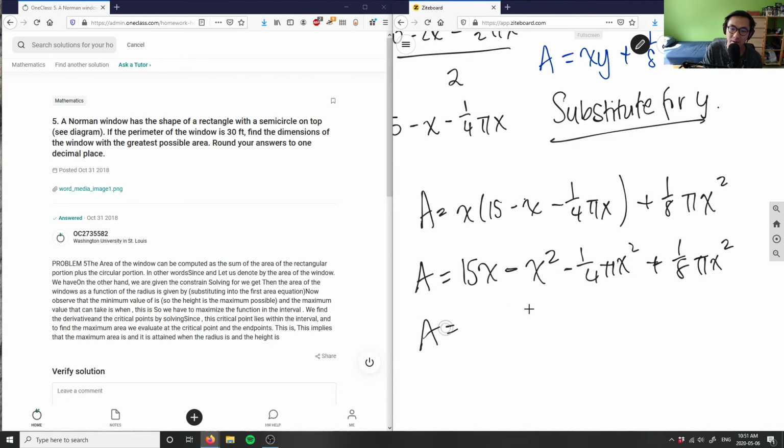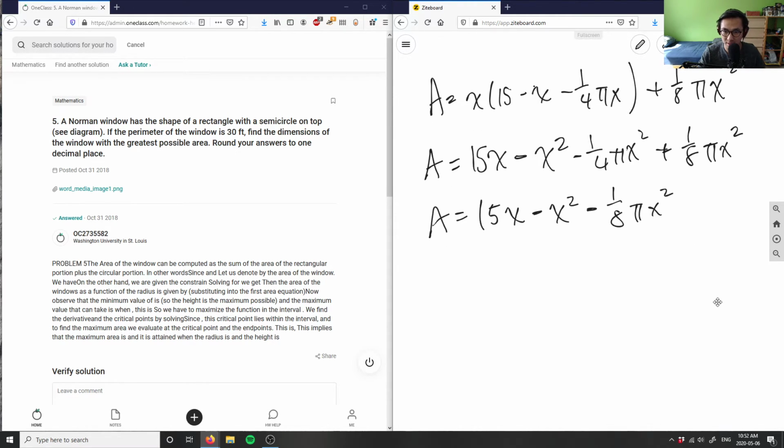These two terms are very similar, so I'm going to combine them as well. I have 15x minus x squared, and then I have minus 1/4 plus 1/8, which would be negative 1/8. You can think of it as negative 2/8 plus 1/8, which is negative 1/8 pi x squared. So this now becomes very easy. I have this kind of quadratic equation here.